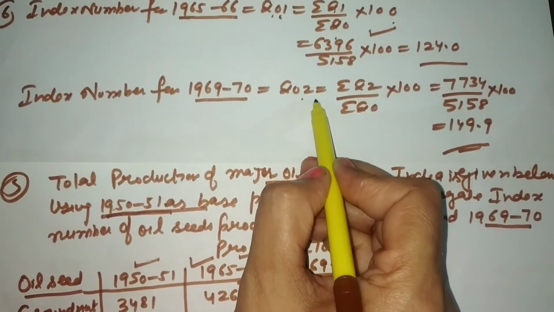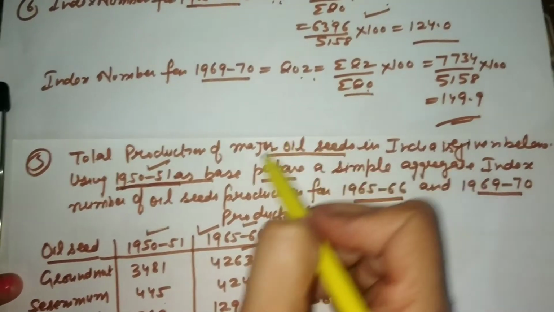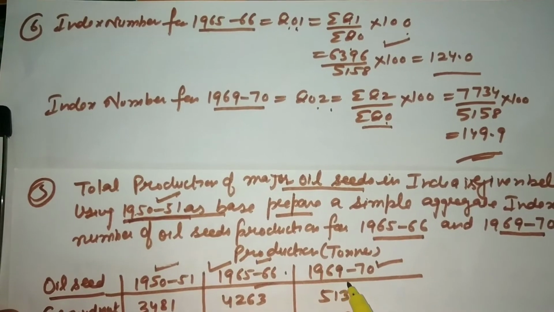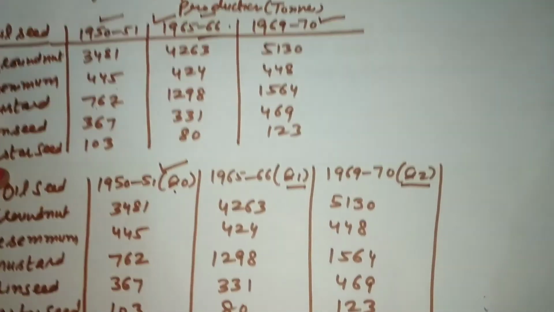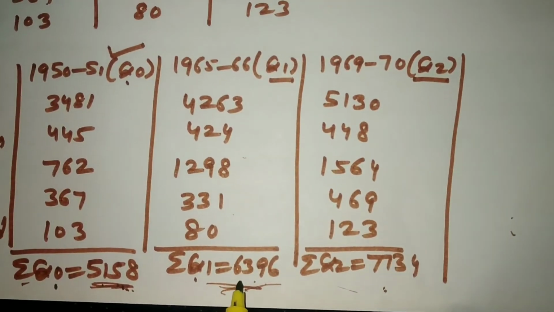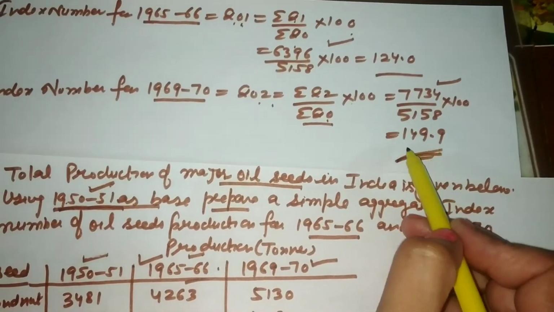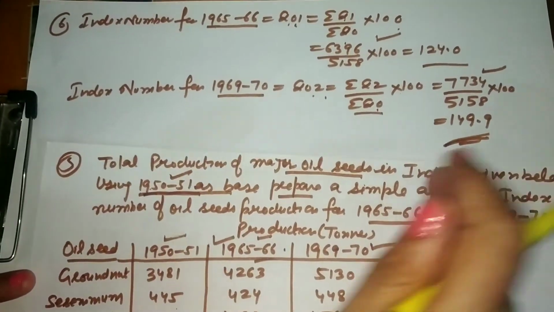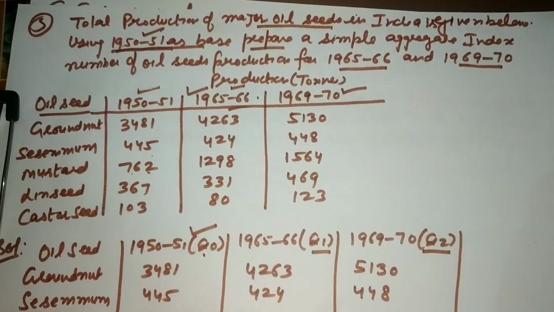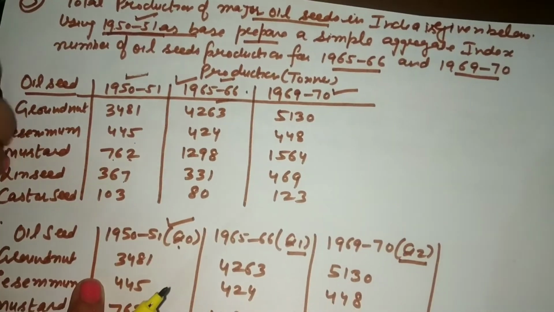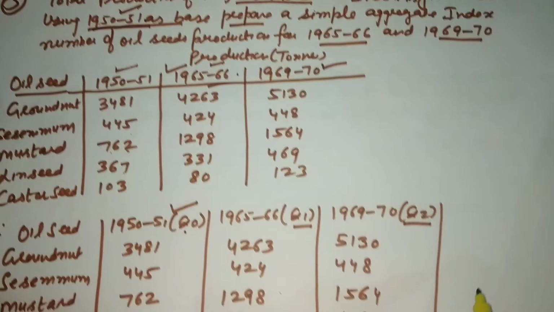Similarly, I can also calculate the index number for 1969-70. This I have taken as Q02, sigma Q2 over sigma Q0. Q0 is the base year, because the base year is the same for both 1965-66 and 1969-70. Sigma Q2 over sigma Q0 into 100, and sigma Q2 I have got 7734 and sigma Q0 I have got 5158. So I have put all these values in this formula and I got this answer. So these are the two illustrations based upon the simple aggregate method. If prices are given, then we take P0 or P1. If quantity is given, then we take Q0 and Q1. Simple, this is how we calculate the price index or quantity index by the aggregate method.